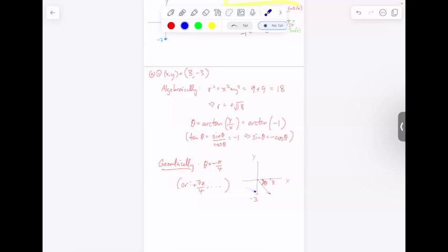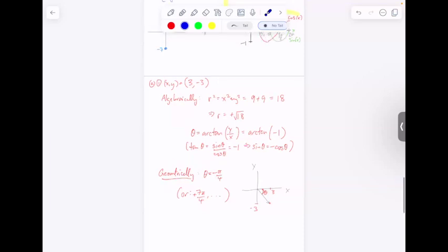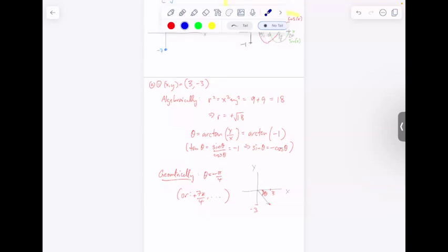But the benefit of the geometric picture is you didn't really have to bring out a calculator or anything like that to verify what arctan of minus 1 is. You just drew a picture and said, okay, this is making a minus 45 degree angle with the positive x-axis, or it's making a 7 pi over 4 radian angle with the positive x-axis. All right.